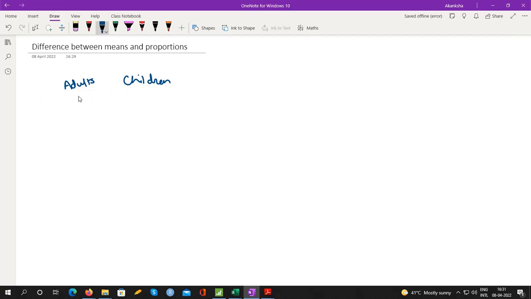So I'll have some infection rate in adults which I denote by P1, then I'll have some infection rate for children which I'll denote by P2. We will estimate from the data P1 hat and P2 hat. What is of interest to us is: is P1 greater than P2, or is P1 less than P2, or are they equal?